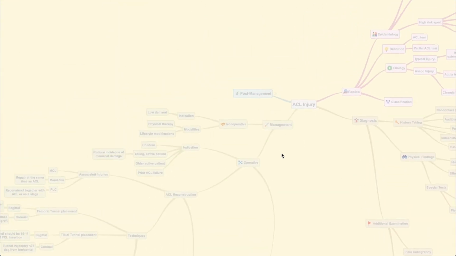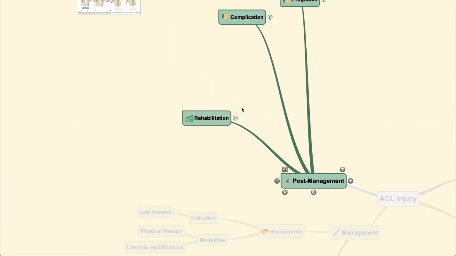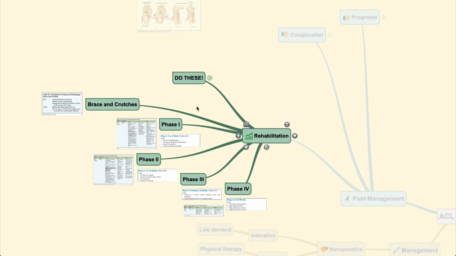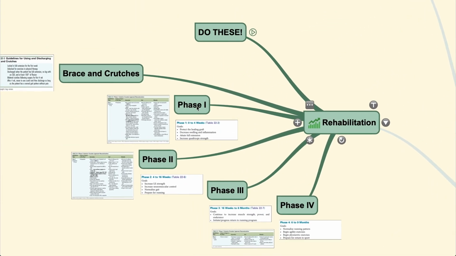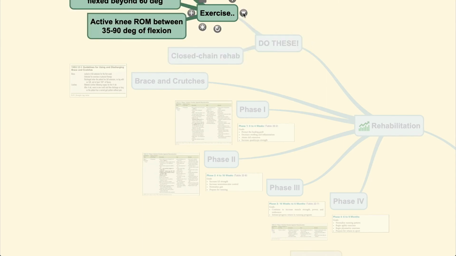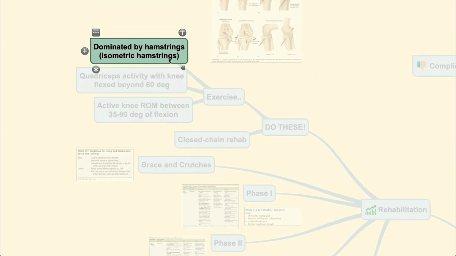Well, now that we have talked about all the operative techniques, we'll go to the post-operative management. So now, the rehabilitation is one of the most important aspects of ACL treatment because you need to do correct exercises. The exercises need to be dominated by the hamstring. Remember, hamstring gives posterior force. Quadriceps gives anterior force. So you need to do exercises that avoid the quadriceps activation.